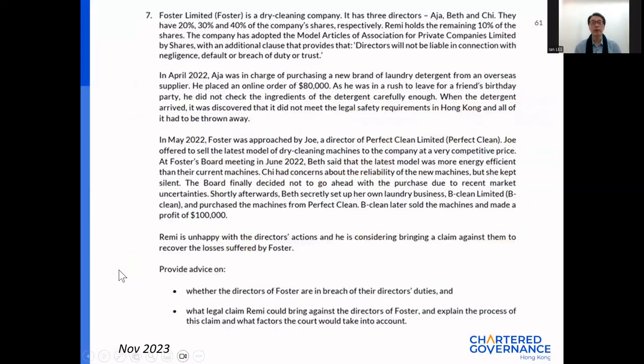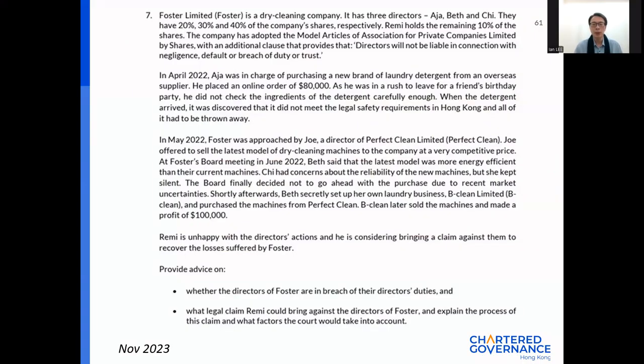Okay, so let's look at the first question. Foster Limited, a dry cleaning company, has 3 directors, Arja, Beth, and Kai. They have 20, 30, and 40% of the shares of the company, respectively. Remy holds the remaining 10%. So you can see 3 of them are directors and shareholders, but Remy is a shareholder only.